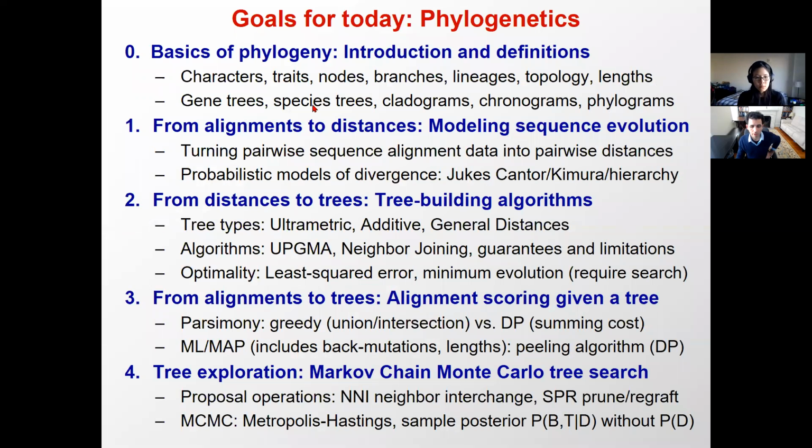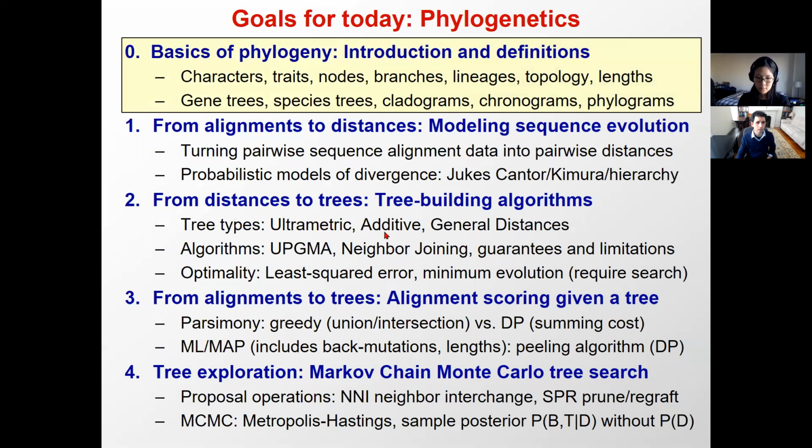So the plan for today is, number one, introduce the basics of phylogenetics, basically, define it and introduce it, what are characters, traits, nodes, branches, etc. And then look at how we build alignments, how we build distance matrices from alignments by modeling sequence evolution. How do we build trees from distances through tree building algorithms? How do we build trees from alignments directly by scoring the alignment that we observe given a particular tree? And then how do we explore tree space through this Markov chain Monte Carlo search?